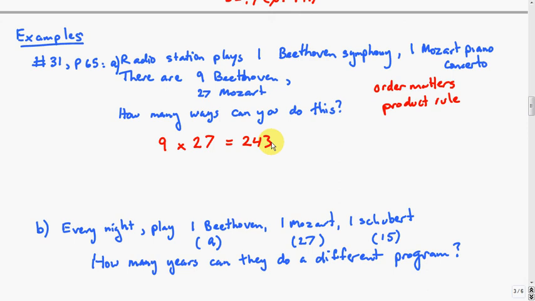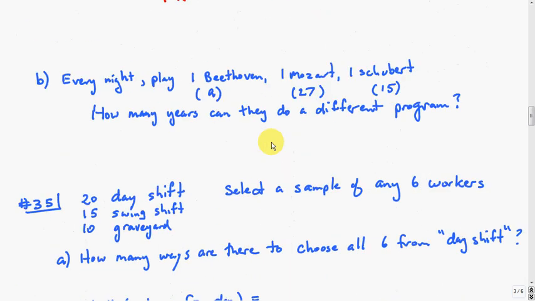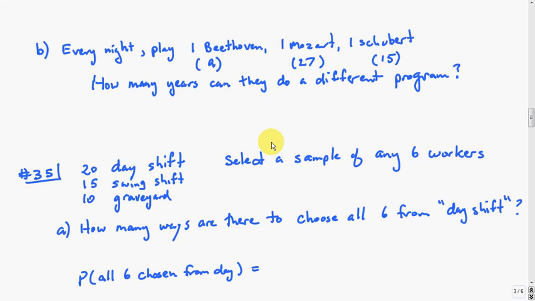Part B of this question is along similar lines. Suppose that every night the radio station will play one Beethoven followed by one Mozart followed by one Schubert, and that there are 15 Schuberts that they can choose. How many years can they last doing different programs every night? Well, this is really just another way of saying how many possible programs are there.